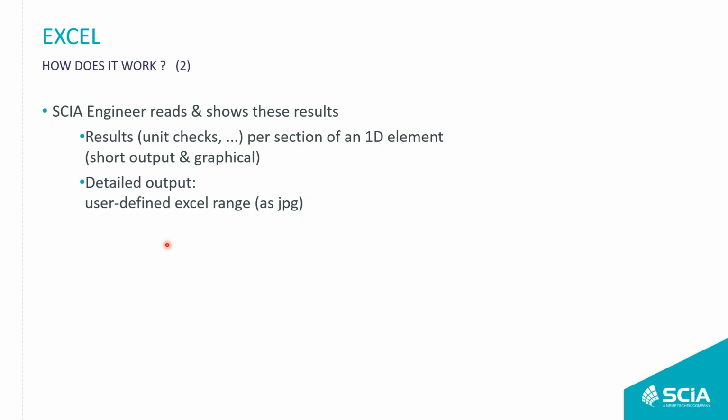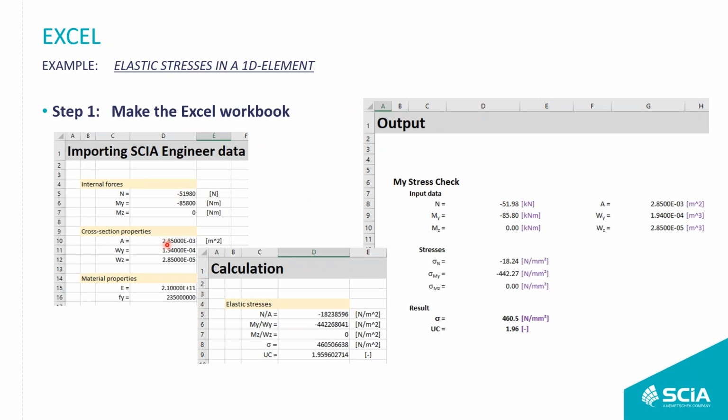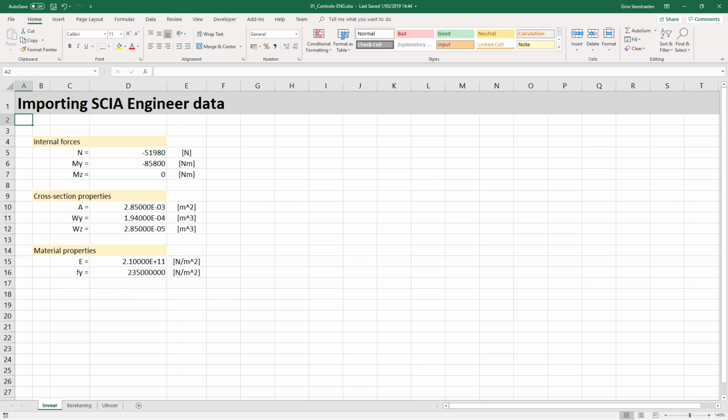Okay, let's use an example to make this a little bit more clear. First step, we are going to make an Excel. It is a very simple example. We will just calculate some elastic stresses in a 1D element. So the focus is on how do we do this, not on how complicated the formulas are. And what we will do is, I will show the Excel. I will open my Excel, and now you see the Excel sheet.